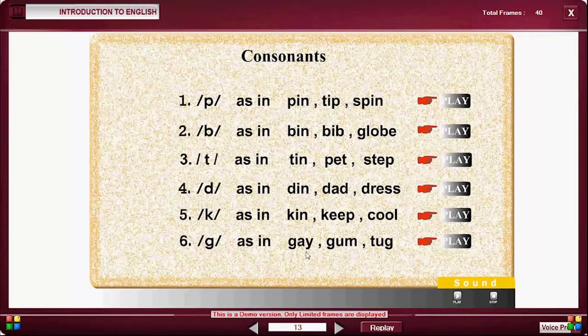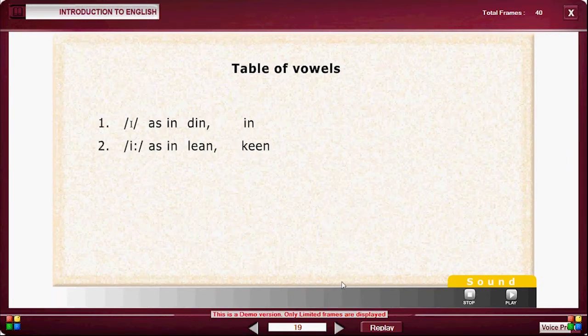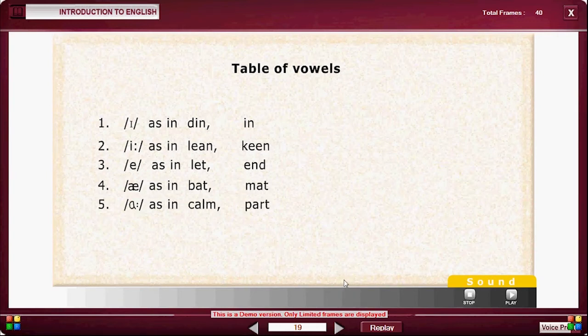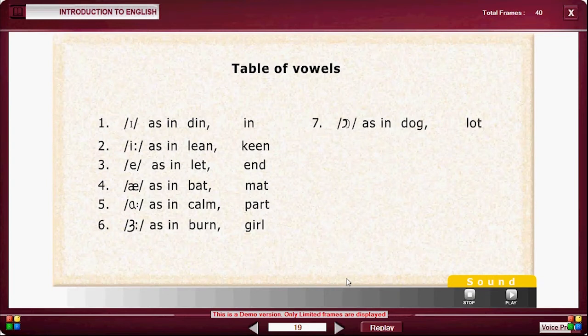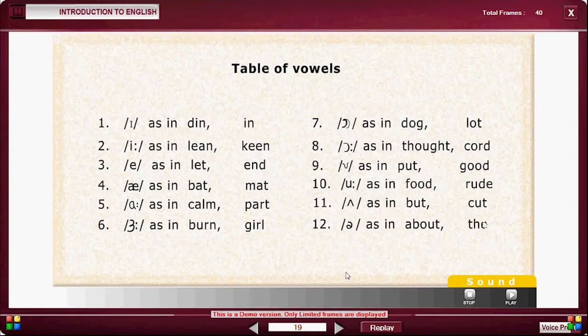And now the next presentation is on vowels. Table of vowels. E as in din, in. E as in lean, keen. A as in let, end. A as in bat, mat. A as in calm, part. E as in burn, girl. O as in dog, lot. O as in thought, cord. U as in put, good. U as in food, rude. A as in but, cut. A as in about, the.